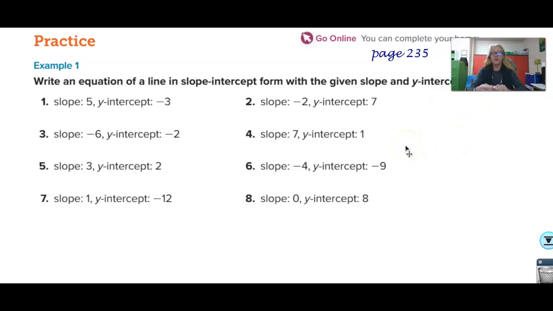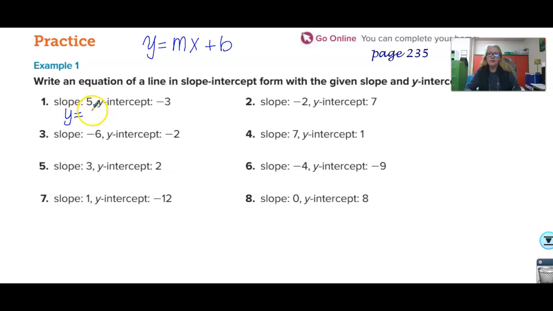All right, these are fairly straightforward. These first ones here, write an equation of a line in slope-intercept form with the given slope and y-intercept. All you've got to do here is keep in mind that slope-intercept form always has a y first, equals, and then the slope number goes here, and then you write an x, and then the y-intercept is plus or minus some number.